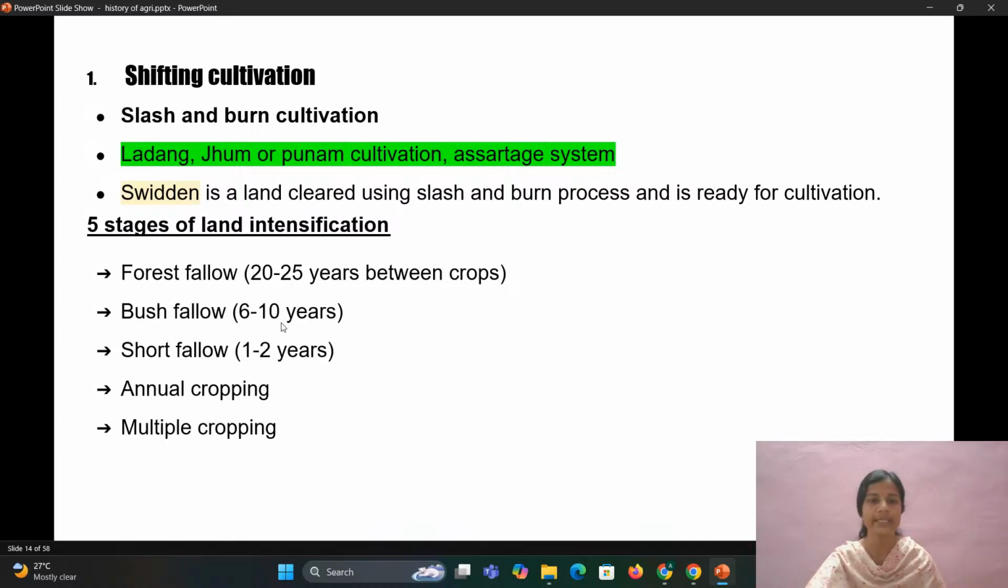Then bush fallow, the fallow period becomes lesser, that is 6 to 10 years of fallow will be given between the crops. Then short fallow, in short fallow the fallow period is still less, that is 1 to 2 years will be given as a period of fallow between the crop period. Then annual cropping, that is the crop will be taken year after year without a year gap of fallow. The crop will be taken every year. And multiple cropping means in the same year itself multiple crops will be taken in the same field season after season. Or in the same season itself maybe 2 or more crops can be taken. That is multiple cropping. So these are the 5 stages of land intensification, and the most intense form of cultivation we can say is multiple cropping.